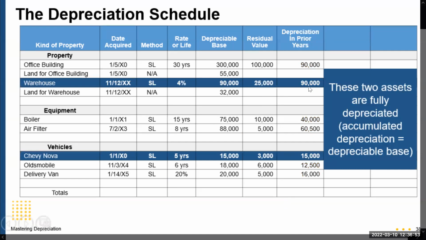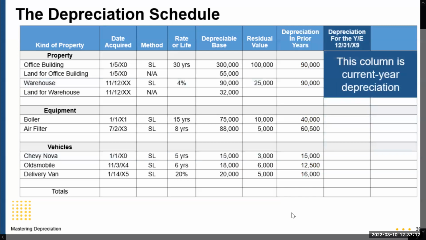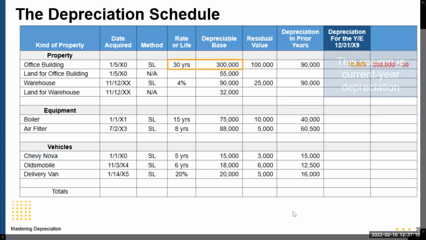These two are fully depreciated. So if you had to look at one of these and answer a question, the base is 90,000 and depreciation in prior years is 90,000. So we're not going to have any new depreciation this year. On both of these, you can tell that they've taken all of the depreciation. And then there's a current year depreciation column. So this year we're gonna have $10,000. See, they're not taking anything.